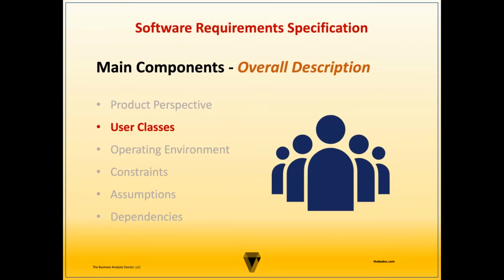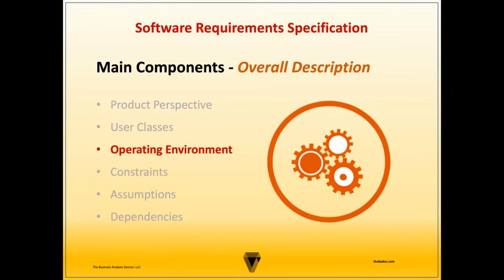User classes is a description of the characteristics, needs, and expectations of the users who will be using and directly interacting with the software. This section will be a subset of the project stakeholders. The operating environment describes the environment the software will operate in, such as operating systems, system version, databases, hosts, servers, and geographical locations of the users.